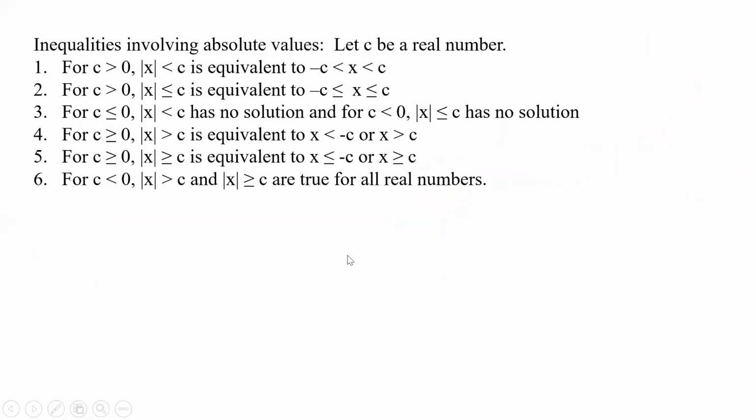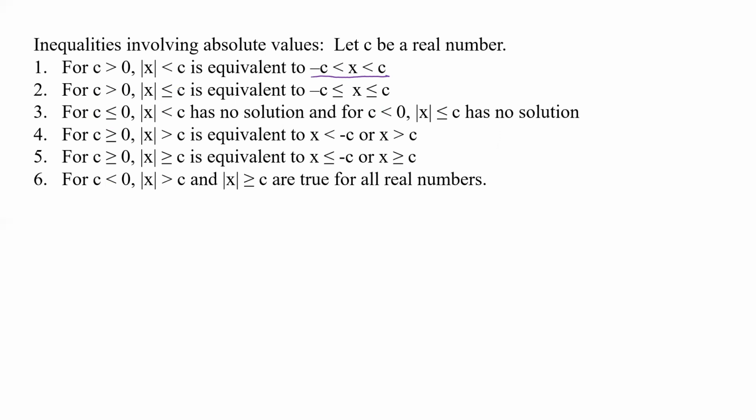Well, now let's go look here. So solving inequalities with absolute values. What are we going to do? Well, if we let c be a real number, then we have the following options. We can have c greater than 0. And if that's the case, if the absolute value of x is less than c, then we can rewrite it in the form x is greater than negative c and x is less than c. So when that is the case, we can write this.